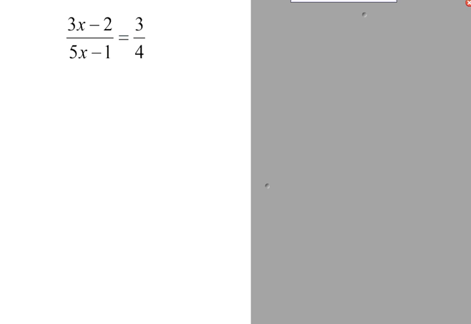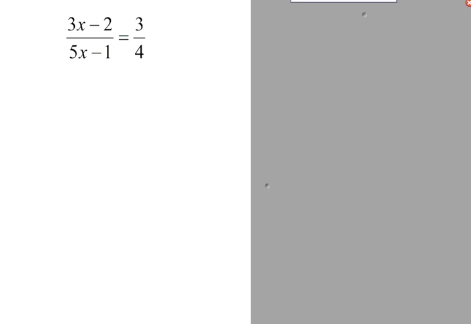We're going to start with 3x minus 2 over 5x minus 1 equals 3/4. This is a rational function because the top, 3x minus 2, is a polynomial, and the bottom, 5x minus 1, is a polynomial, and our rational function just happens to equal 3/4 in this case. So our goal now is to solve for x. What does x equal in this equation?